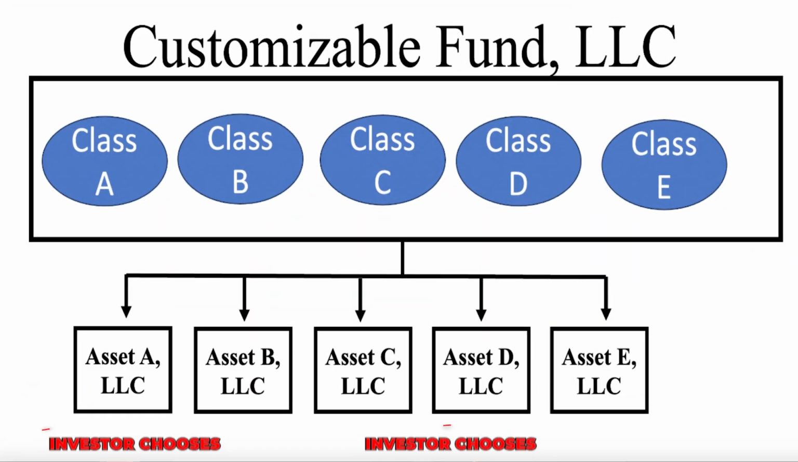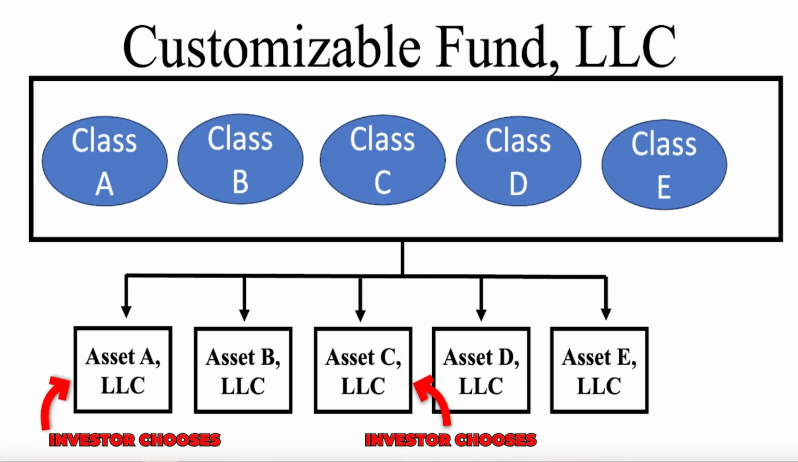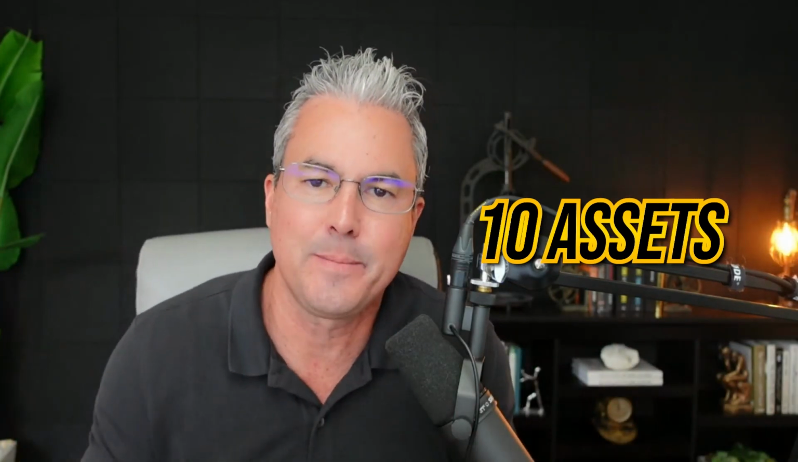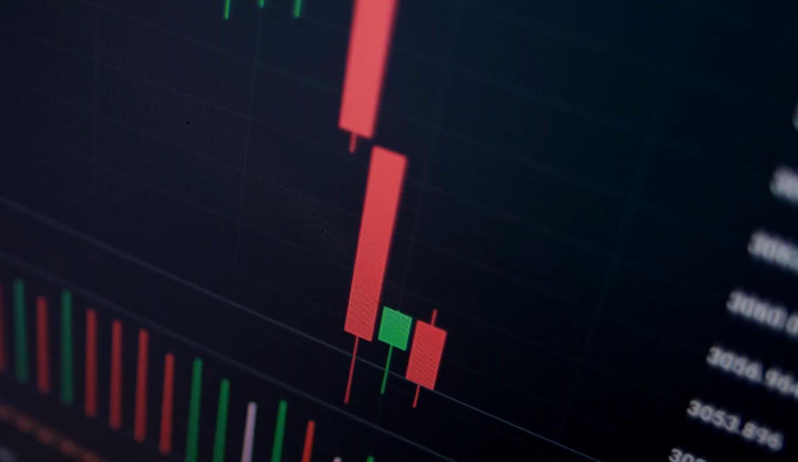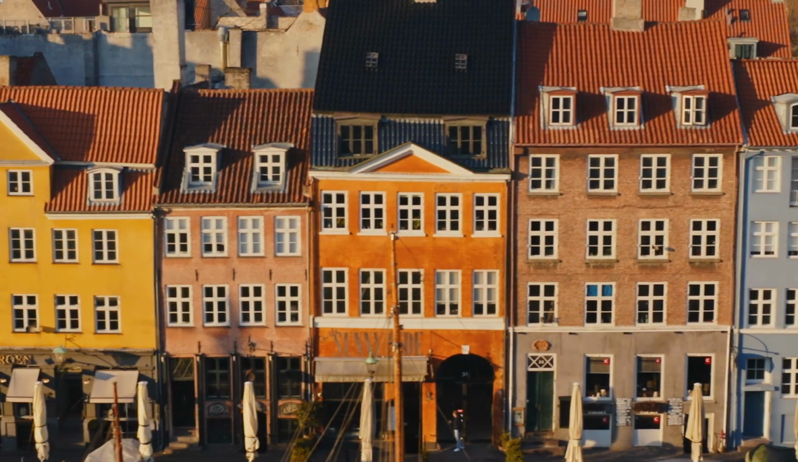Well, a customizable fund is when an investor gets to choose which asset in the fund to invest in. Let's say a fund has 10 assets in it. In a customizable fund, me as the LP, as a limited partner, get to look at all of the assets in a fund and say, look, I want to invest in asset number 3, or I want to invest in asset number 7. I get to pick what asset I want to invest in, and I will get the profit and loss and the depreciation of that asset specifically, and none of the rest.